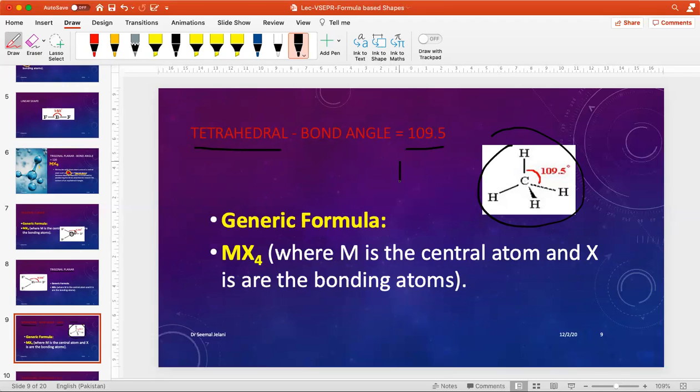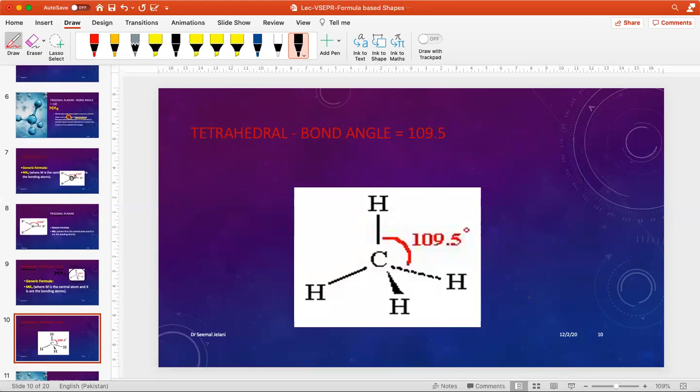This is M, okay? And how many X are there? 4. So MX4, where X are the 4 hydrogens. Angle is 109.5. So whenever the shape is tetrahedral, the bond angle will be 109.5. So the third shape is tetrahedral.